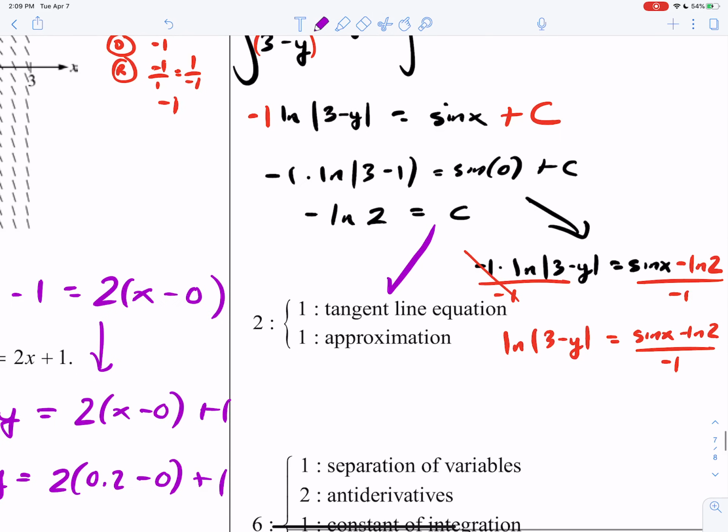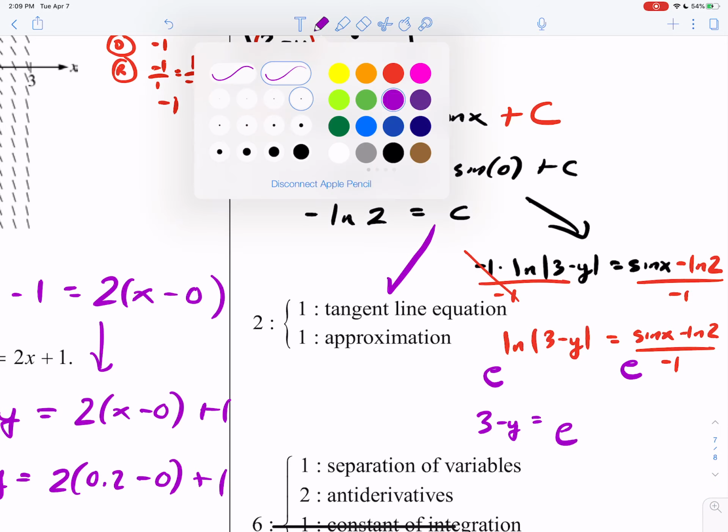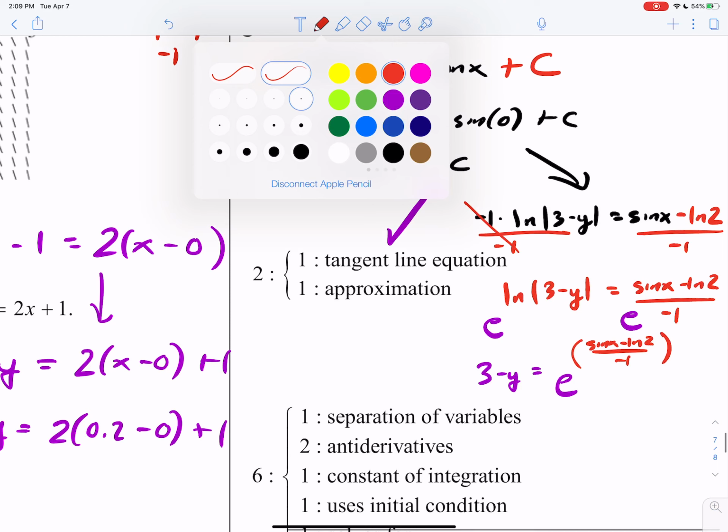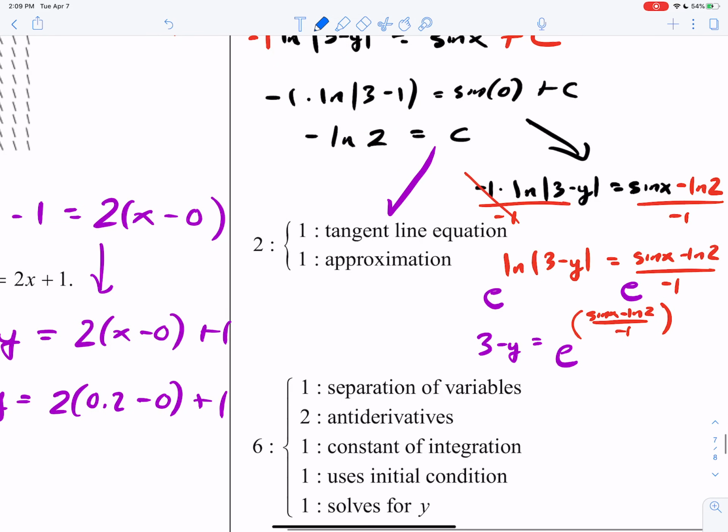Now to get y by itself, I have to get rid of natural logs. I'm going to have a base of e on both sides. So now 3 minus y will equal e to that entire mess, sine x minus the natural log of 2, all over negative 1. Here, I am going to add the y and then subtract the e. So y will equal 3 minus e to the blah. I'm not going to write it out.